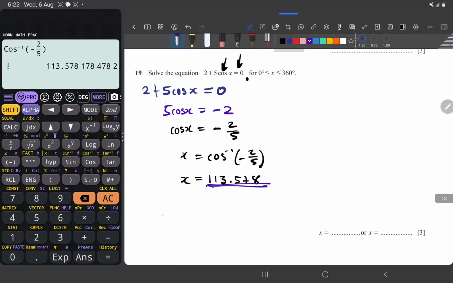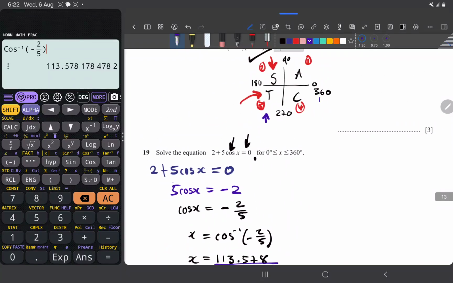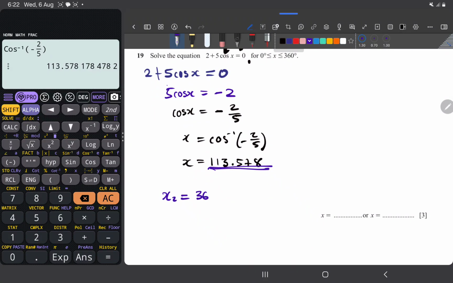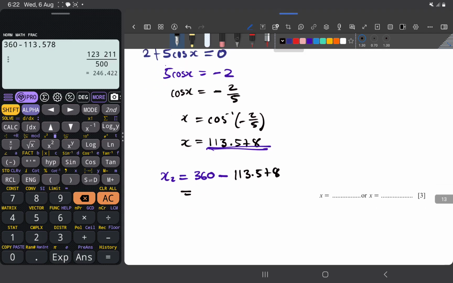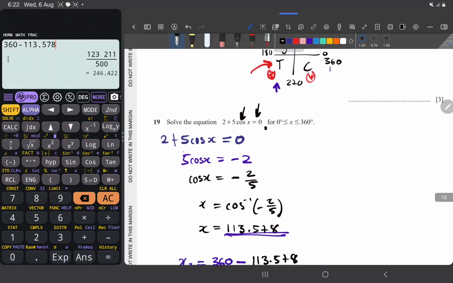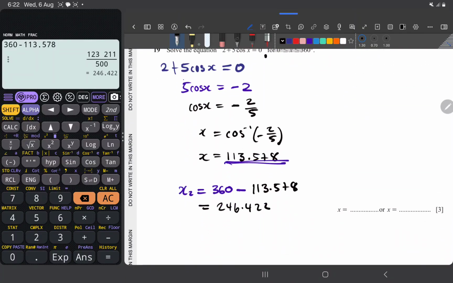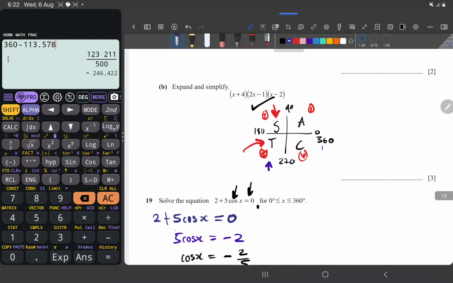So for the other one, you're going to say x2 is equal to 360 minus, okay? Here, what am I putting now? The second solution, 360 minus 113.578. You're going to get it as 246.422 if you're now coming from the left. So what do I have? I have the two solutions. Okay, this is now going into this. So obviously it's greater than 180, which we want, but it is less than 270.